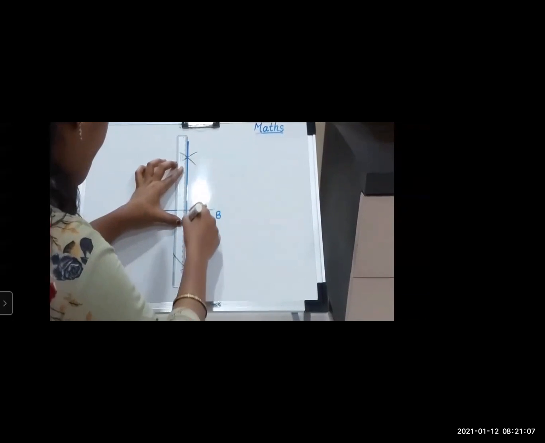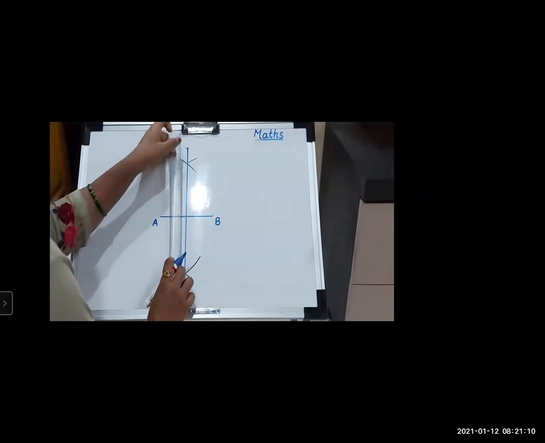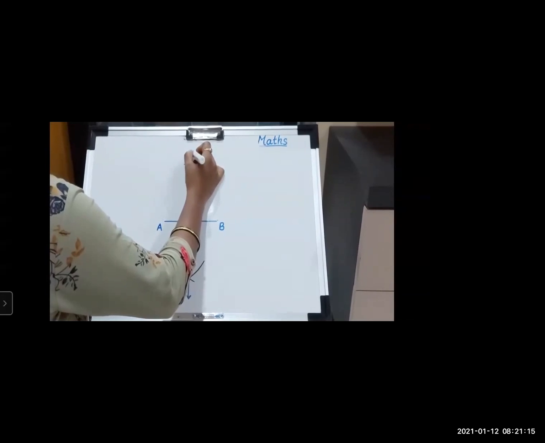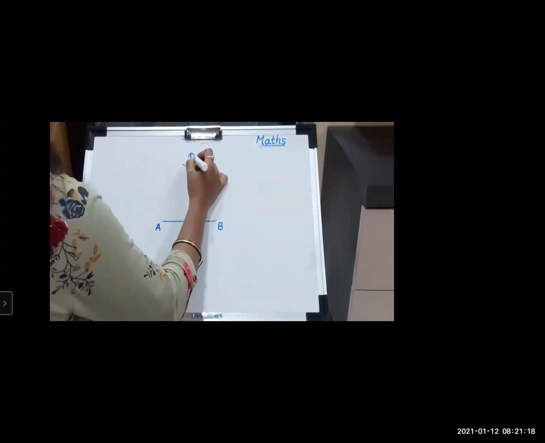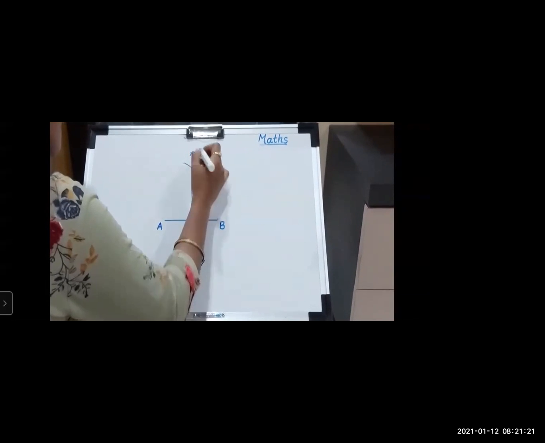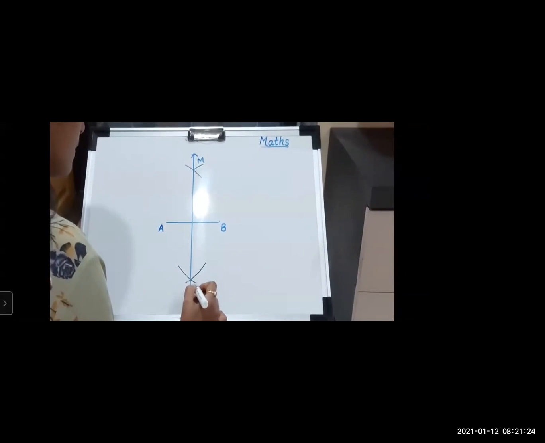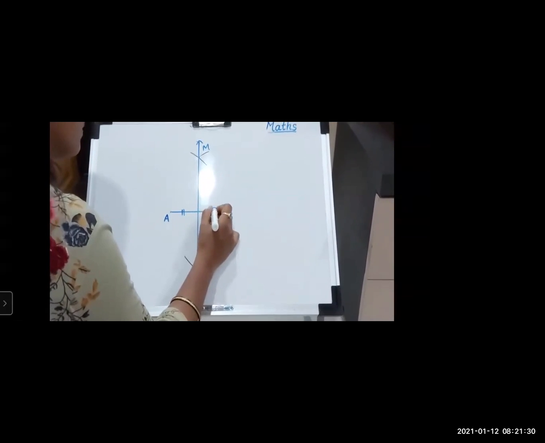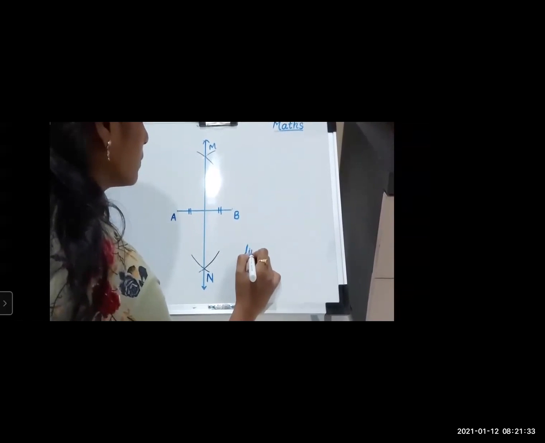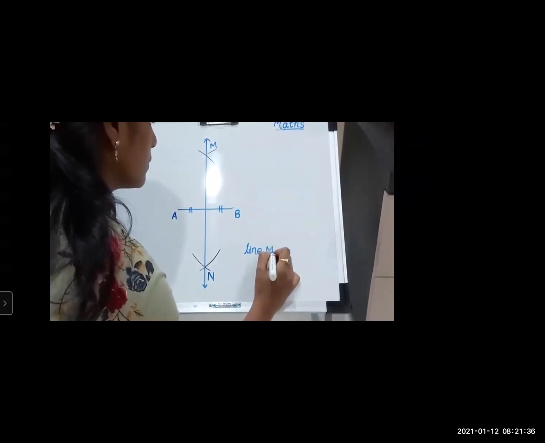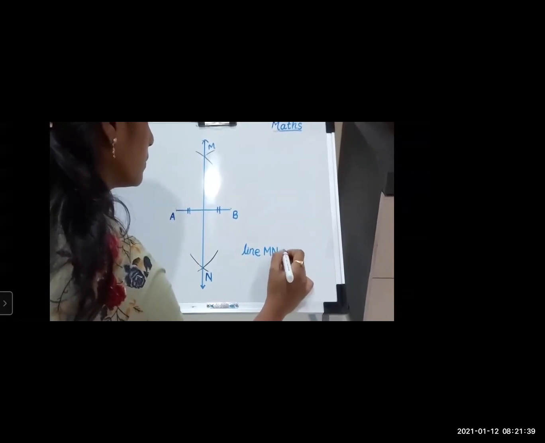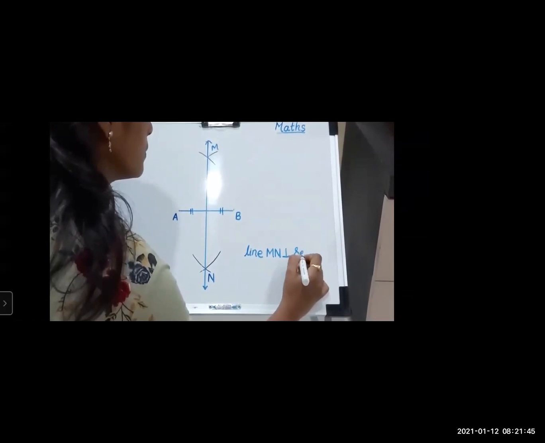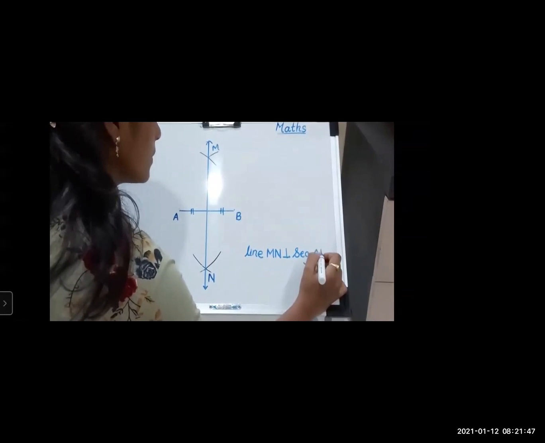So let's join that line and we will name that line M and N. See here. Line MN is perpendicular to the segment AB. And now here, AB is divided into two equal parts. So this is the bisector. So line MN is perpendicular to line AB. And also we can say that line MN is a perpendicular bisector of the segment AB.